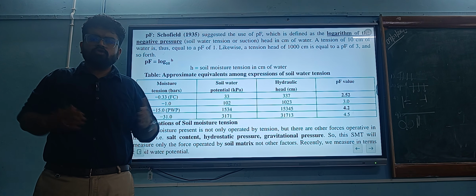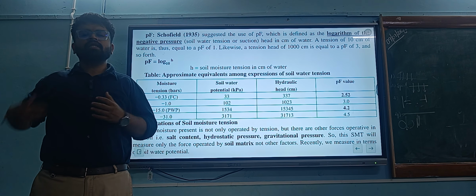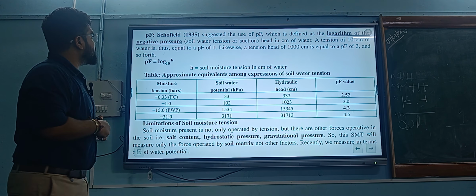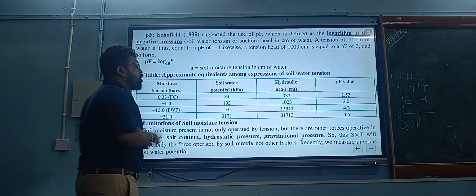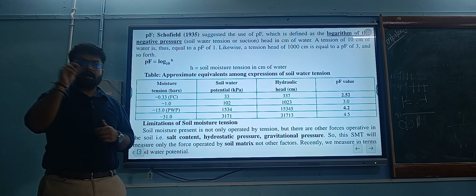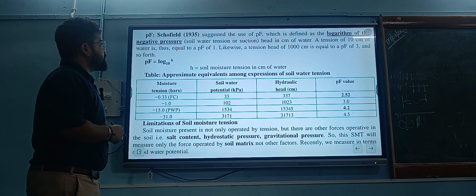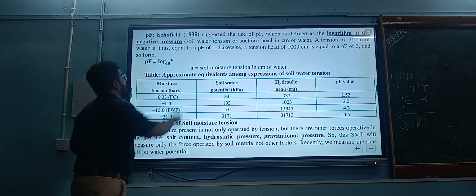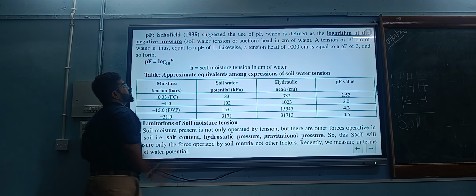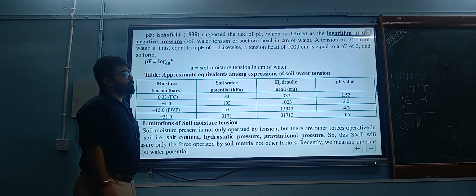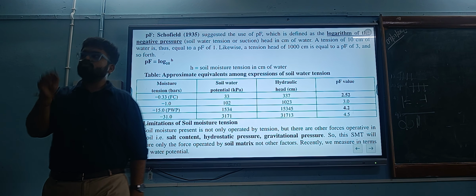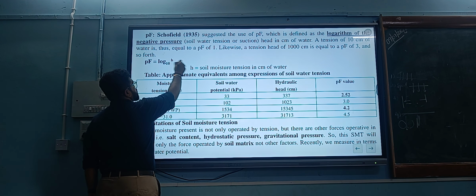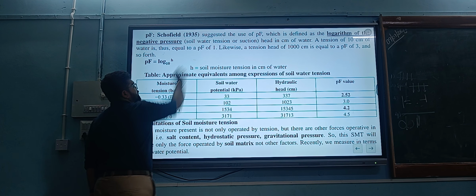very big. So in order to reduce that value, they introduced a logarithmic term by a scientist called Schofield in the year 1935. He brought a term called pF. What it suggests is the use of pF, which is defined as the logarithm of negative pressure. It is the log of the soil moisture tension, the negative pressure. It is minus log of soil moisture tension.